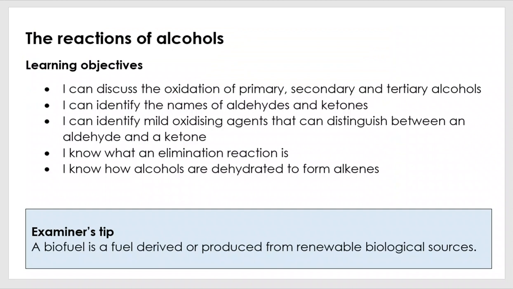We're going to move on and we're going to start to look at some reactions of alcohols. So these are the objectives: looking at oxidation of primary, secondary and tertiary, identifying aldehydes and ketones, naming them, knowing how they can be oxidized. We're going to look at elimination reactions, and this is going to take us through the next 2 videos actually, the objectives that you can see here.